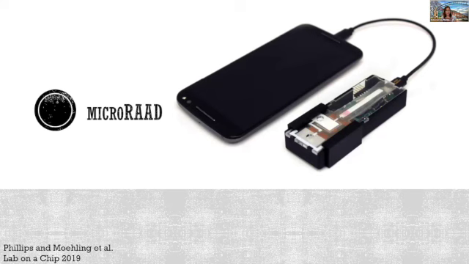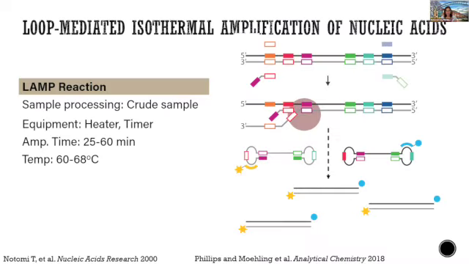So back in 2019, we had come up with this concept for MicroRAD, Micro Rapid Autonomous Analytical Device. It was going to do everything from sample to answer. And we're getting there. So we were able to develop this using nucleic acid amplification, that is loop-mediated isothermal amplification, or LAMP. It uses a crude sample. You can put whole blood in if you dilute it a little bit.